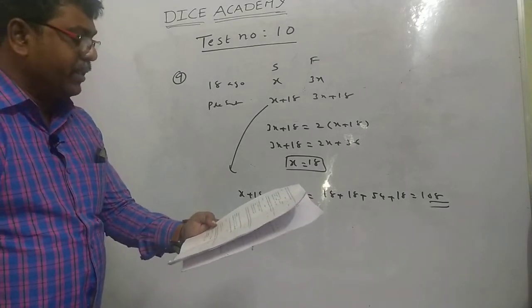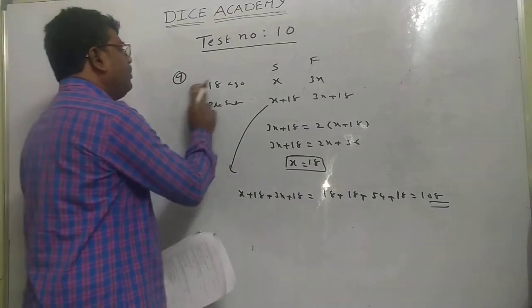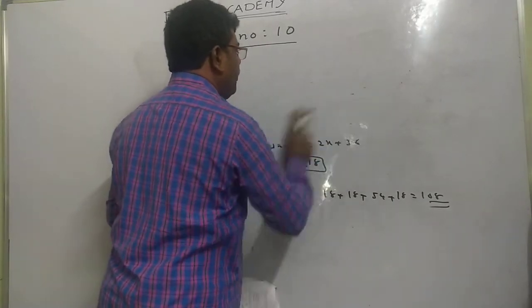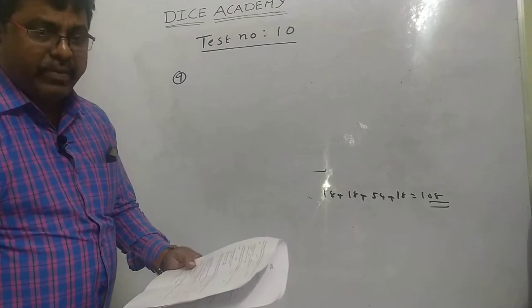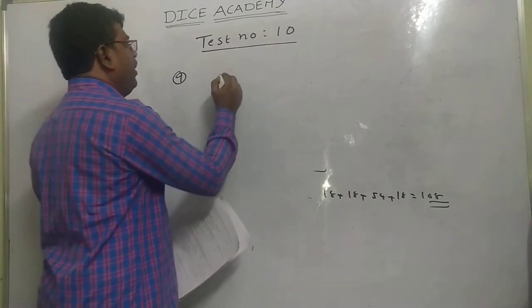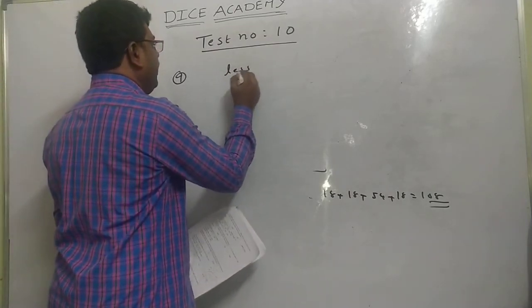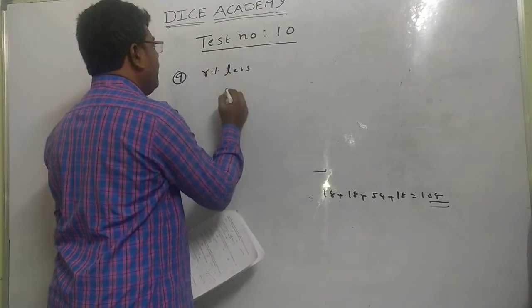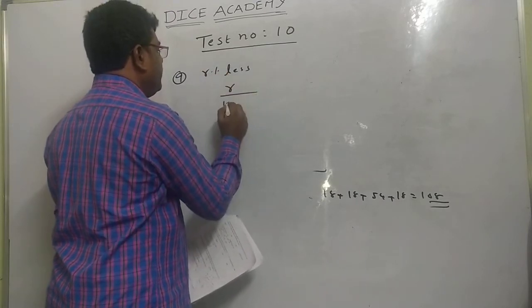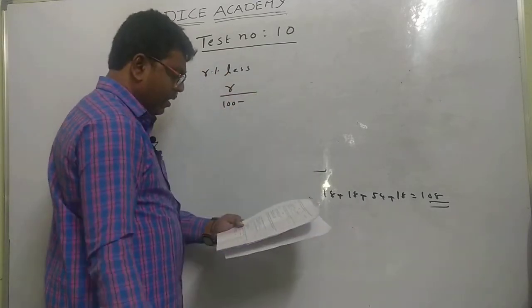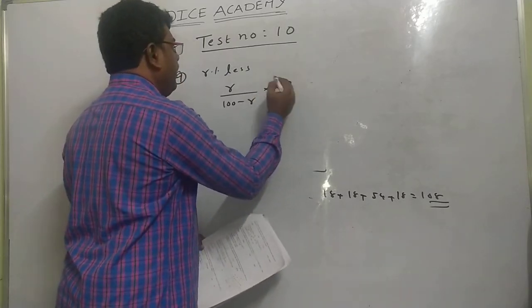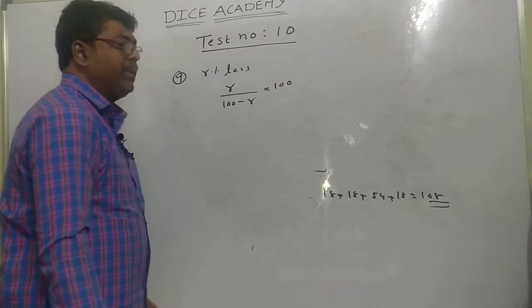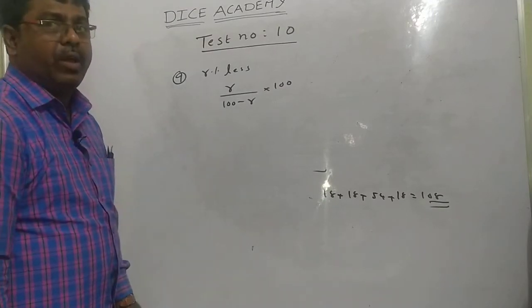Now go for the 10th problem. The 10th problem is just a simple shortcut formula. Whenever you are given r% less, you can use the formula: r by 100 minus r, into 100. This is the formula.